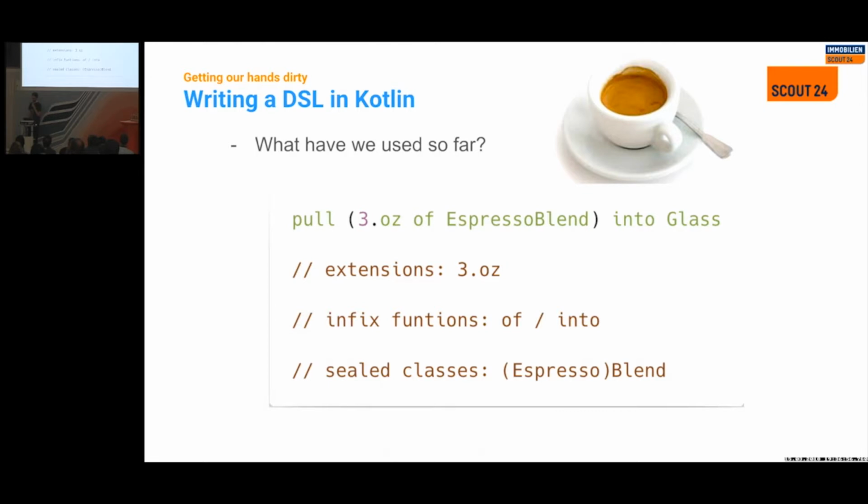Okay, what have we used so far? We used an extension function, or extension value more specifically, to find a convenient way to turn our integer into an ounce. And then we used an infix function to put these 3 ounces into a portafilter, which holds 3 ounces of espresso blend. And for this espresso blend, we used a sealed class because it has less noise in this line. We have no dots, we have no brackets, and we can just use it as an object. And this looks pretty good already.